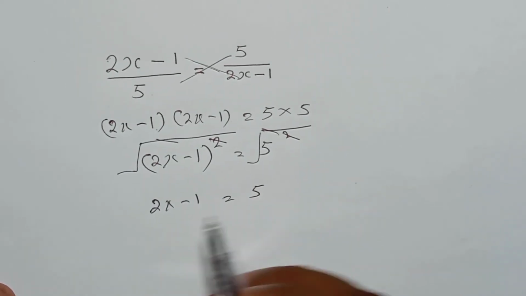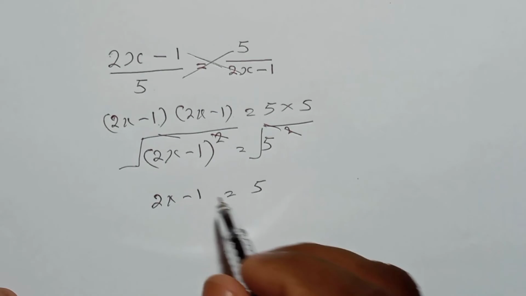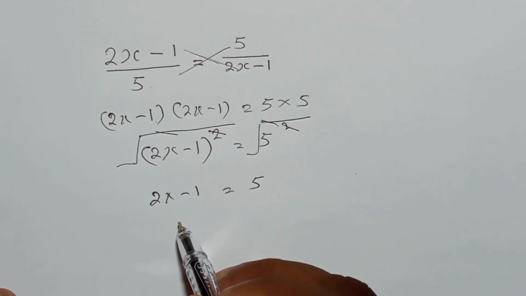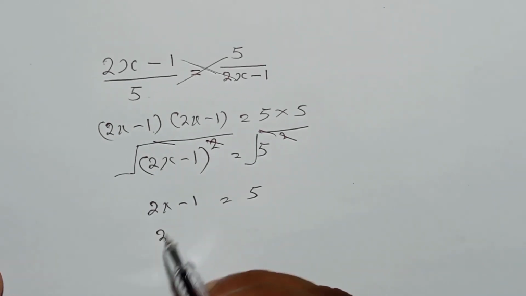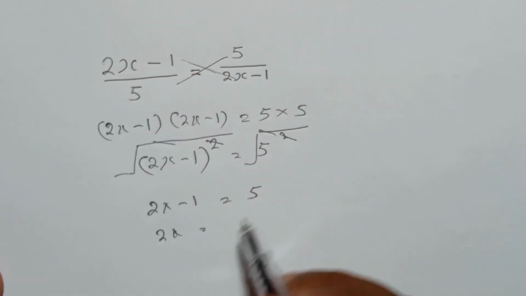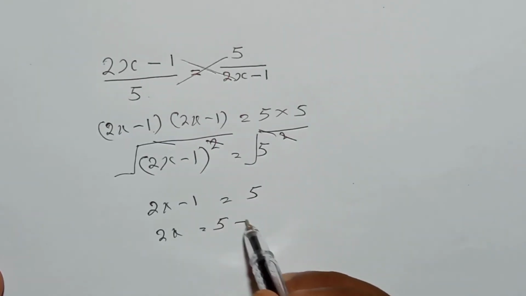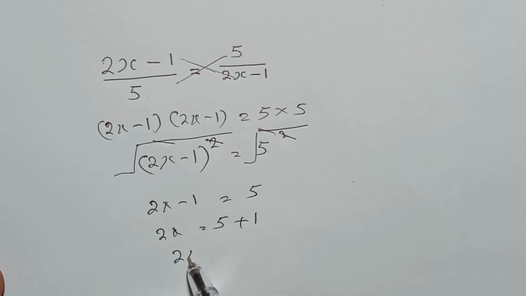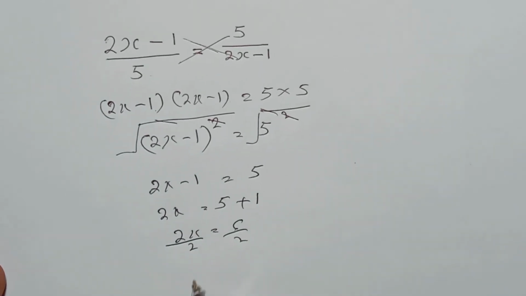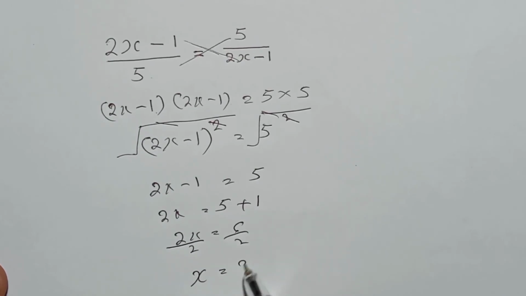That's the thing. Then you can solve it very easily, like a normal linear equation. Here 2x minus 1, so it will be 5 plus 1, so 2x equals 6, and dividing both sides by 2, your x value will be 3. That's the answer for x.